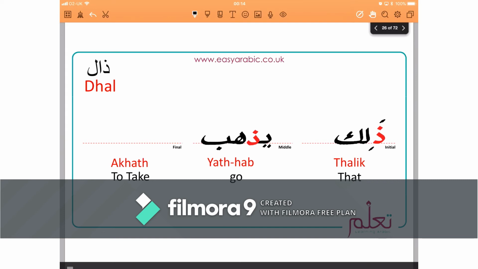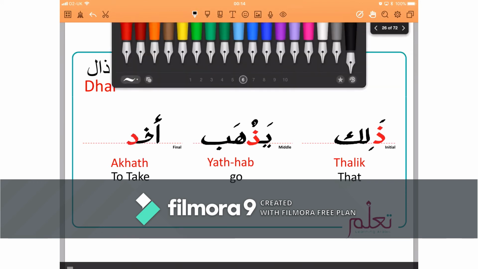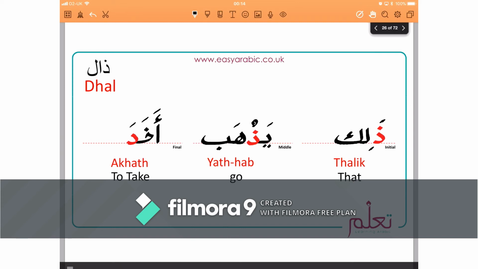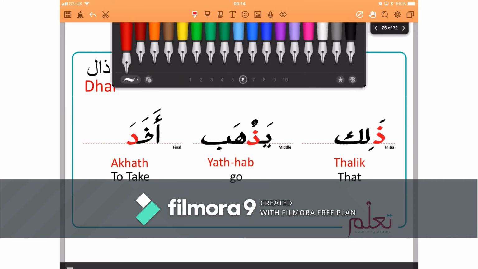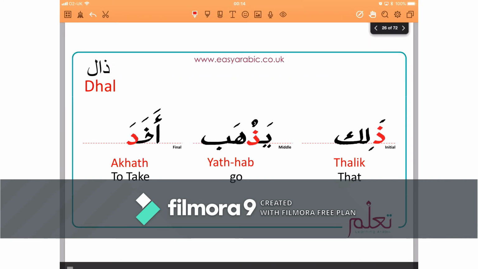Yadhab. Last one is akhadha. So we have the alif, then we have the kha, then we have the dhal. So akhadha. Okay. Oh, sorry, missed the nukta. So akhadha.